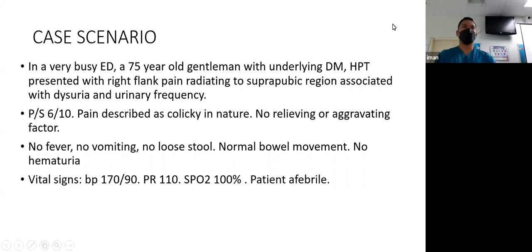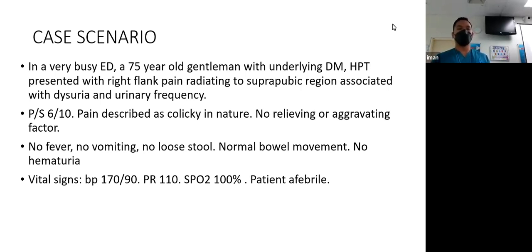Okay, just imagine yourself in a very busy ED. I'm talking about COVID ED. There's a 75-year-old gentleman with underlying DM and hypertension, presented with right flank pain radiating to the suprapubic region, with associated symptoms of dysuria and also urinary frequency.